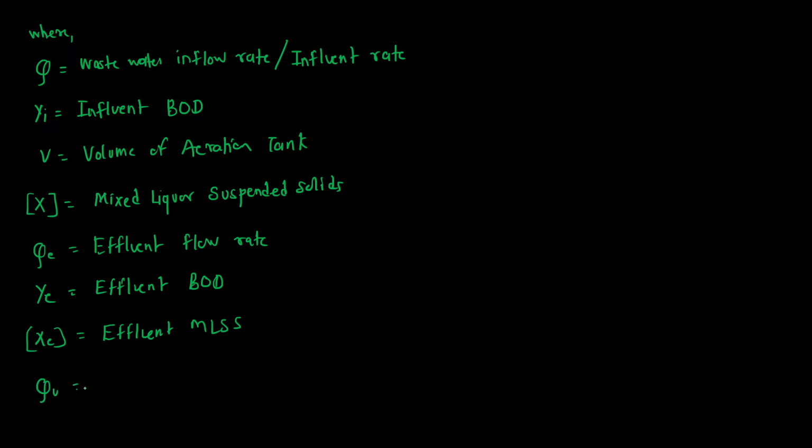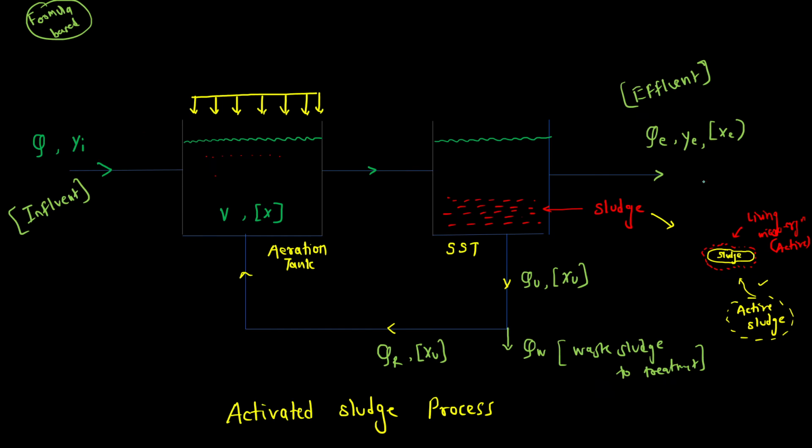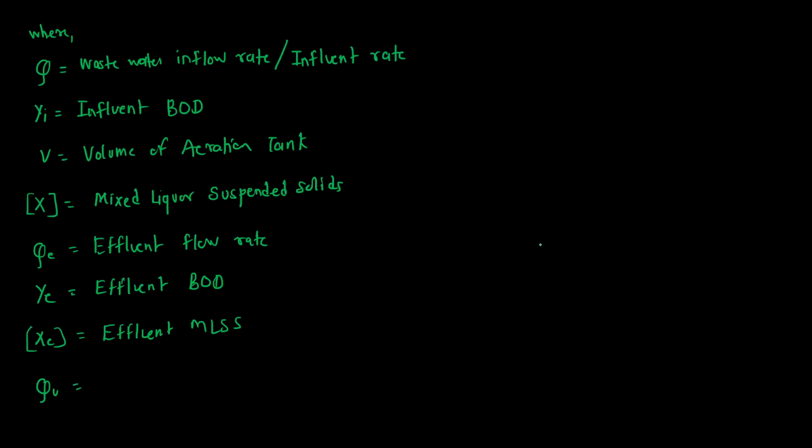Then qu. So where is qu? See, this effluent we are done. Now this q we are taking. This u stands for underflow. So this is underflow rate, qu. Then next is xu. So this is MLSS in underflow.